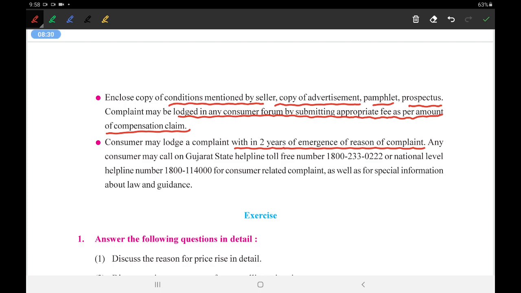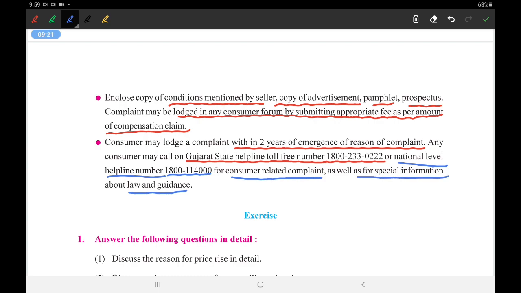Any consumer may call the Gujarat State Helpline, toll-free number 1800-232-0222. That is the Gujarat State Helpline number. And the national number is 1800-11-4000. That is the national level helpline. You can give a call on this toll-free number and the people sitting there will provide all the guidance needed to file a complaint and to solve any problem you are facing due to faulty services or faulty products that you have received. For consumer related complaints as well as special information related to law and guidance, you can file a complaint here, and they will give you guidance.